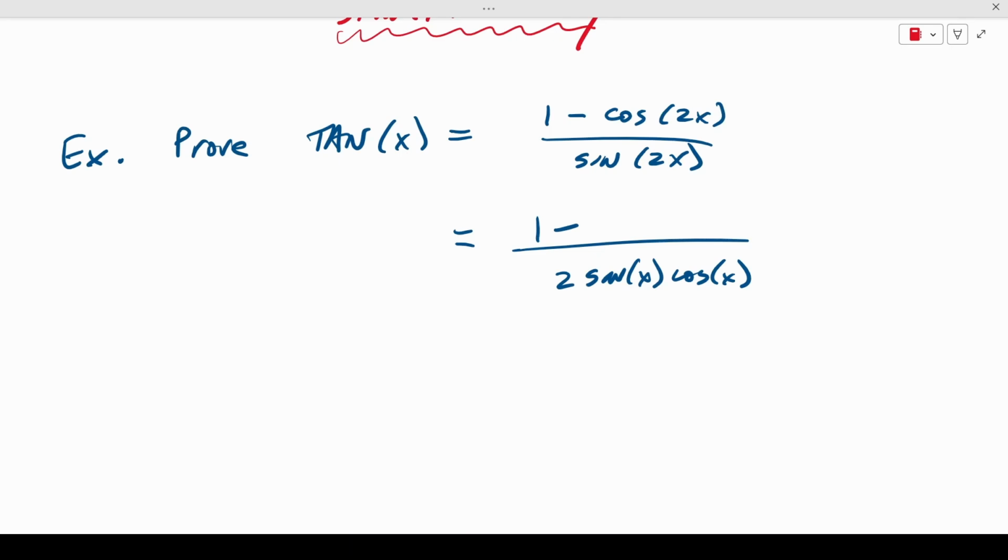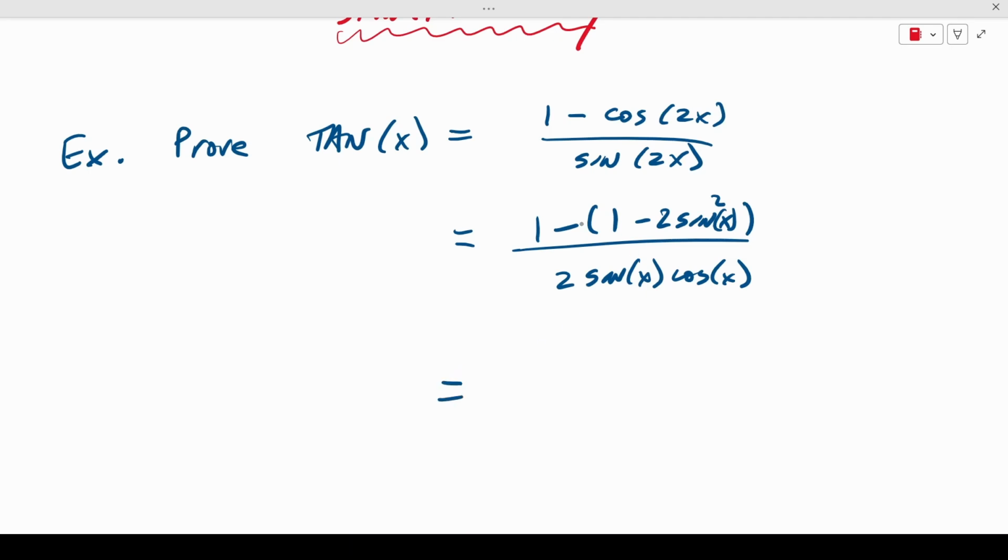Now, which one should I pick? I'm going to pick, and I could be wrong, I might have to go back to this step and try it again, but I'm going to pick the one that has a 1 in it, so that I get 1 minus 1 and the 1's go away. That will make things simpler, right? So I'm going to pick 1 minus 2 sine x squared, just like that.